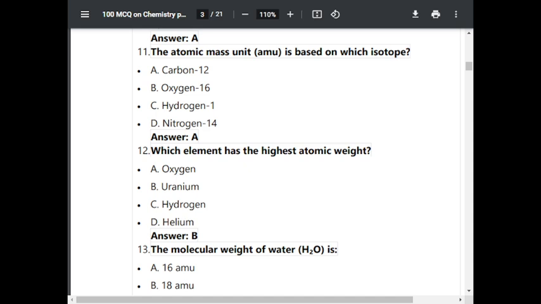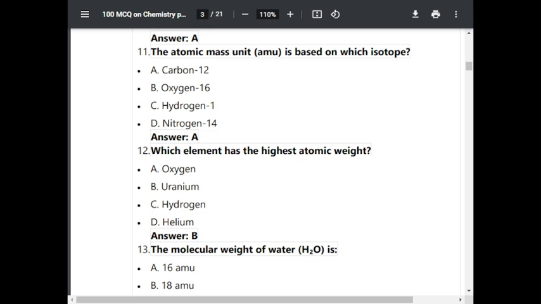Question number 12. Which element has the highest atomic weight? Option A oxygen, option B uranium, option C hydrogen, option D helium. The correct answer is B uranium.